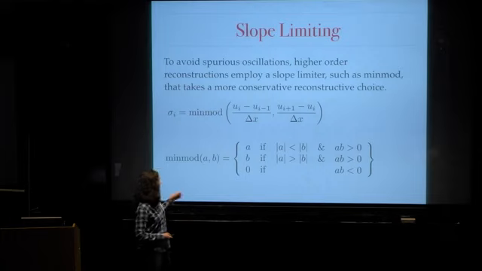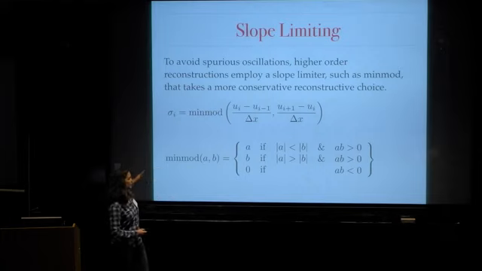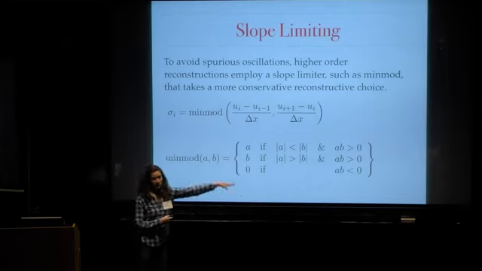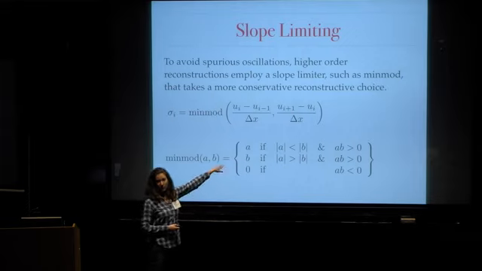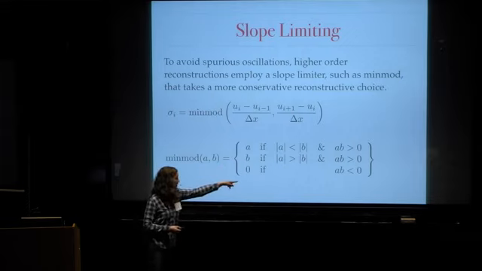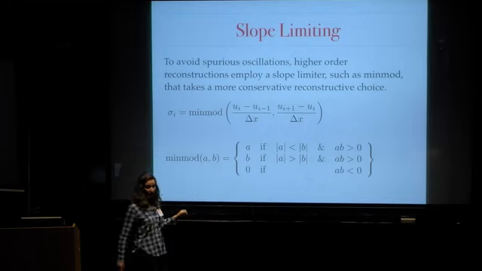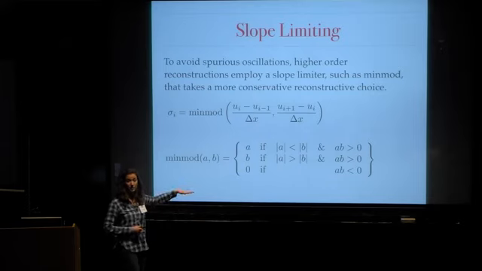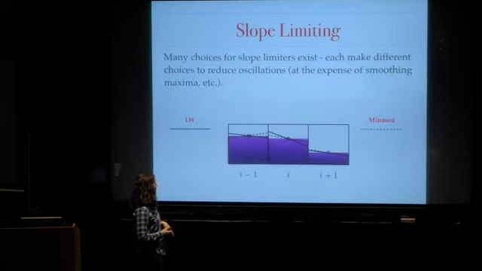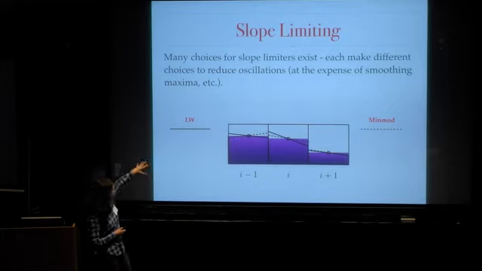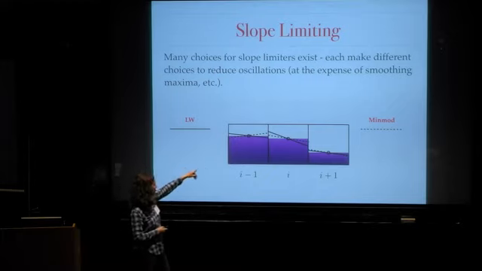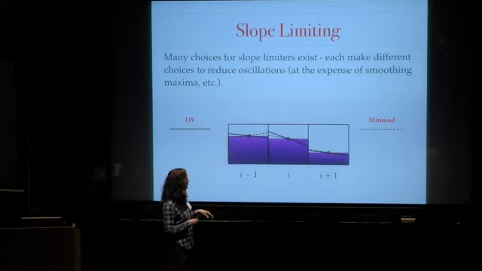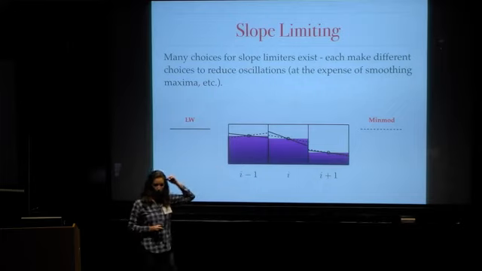Or if I have a local maximum, so this is saying, this is (u_i minus u_{i-1}) over delta x is A, (u_{i+1} minus u_i) over delta x is B. This just says, whichever is smaller of A or B, or if the product of A and B is less than 0, then I have a local max or a local minimum, then just take that slope to be 0. And in practice, maybe that looks something like this.